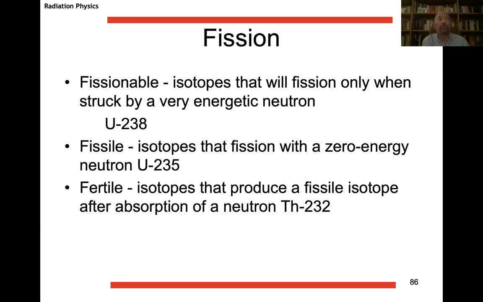So if you want to make nuclear energy or nuclear bombs, you need to isolate from the great mass of 238 the few 235. Let's say you have to enrich the uranium with the isotope 235. And finally, you can have fertile isotopes that are those that produce a fissile isotope after absorption of a neutron, and this is the case, for example, of thorium-232.